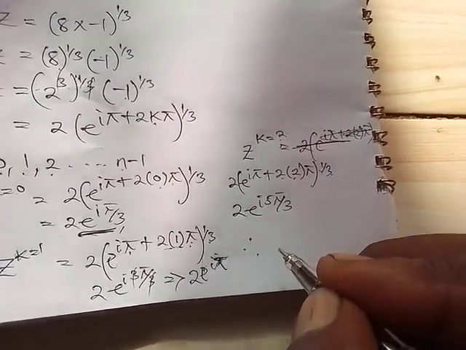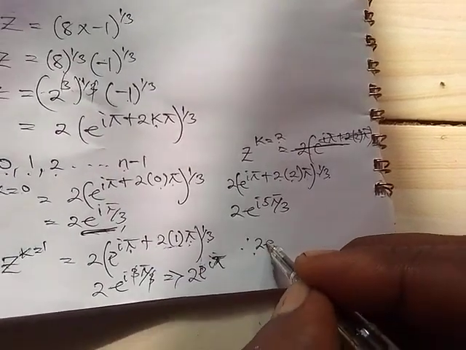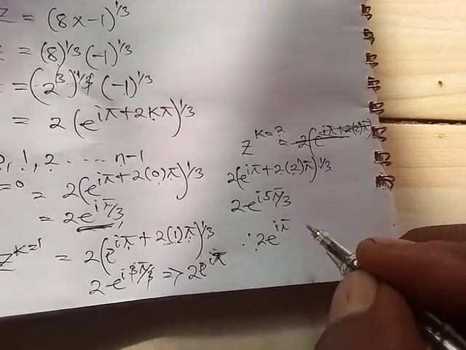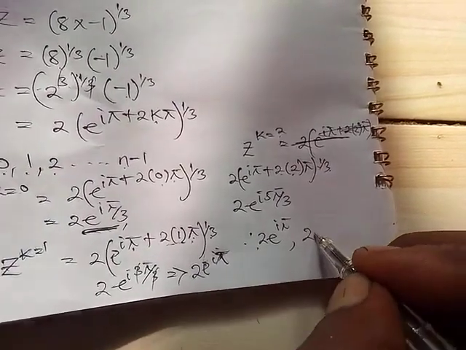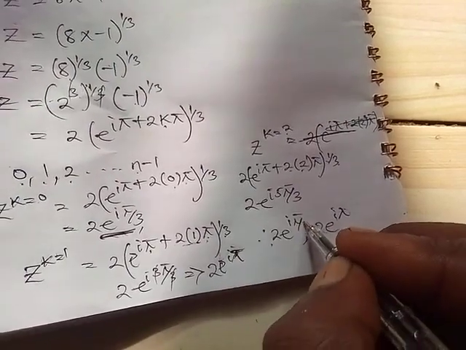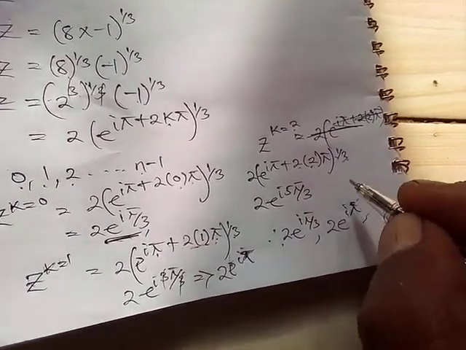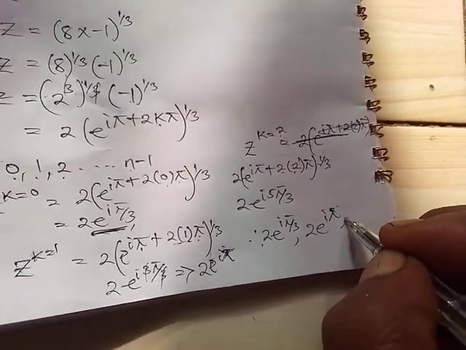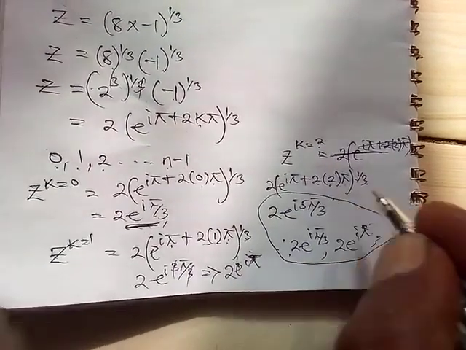So our final answer is the collection of these, which is 2e to the i pi over 3, then 2e to the i pi, then this one, 2e to the i 5 pi over 3. So these are our answers.